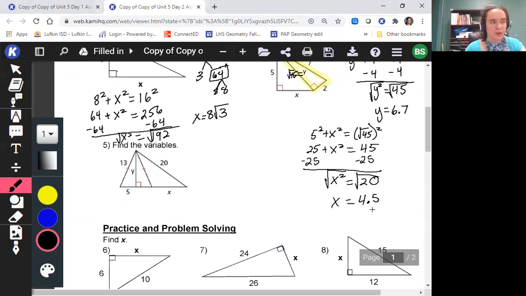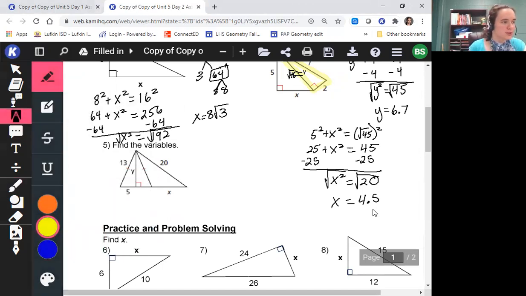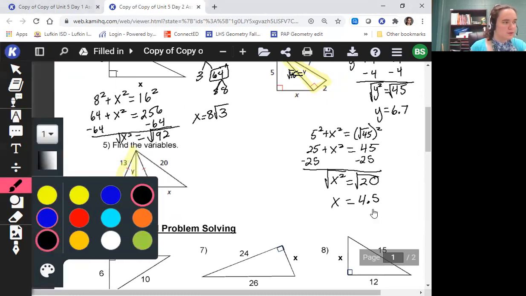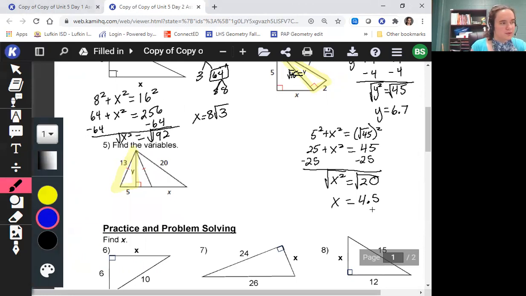On number 5, again, we want to find the value of our variables. And we have more information, again, in the triangle that has y. So we're going to start by solving for y. And across from our right angle, because on both sides there's a right angle because it's perpendicular, is 13. So that's our hypotenuse. So we've got 5 squared plus y squared equaling 13 squared. 5 squared is 25 plus y squared equals 169.